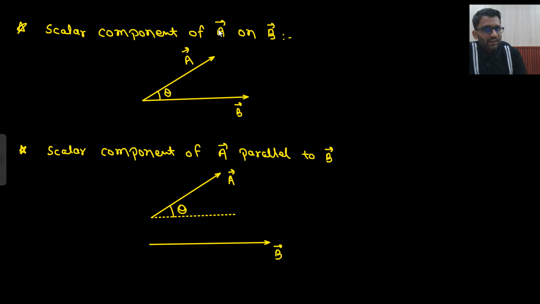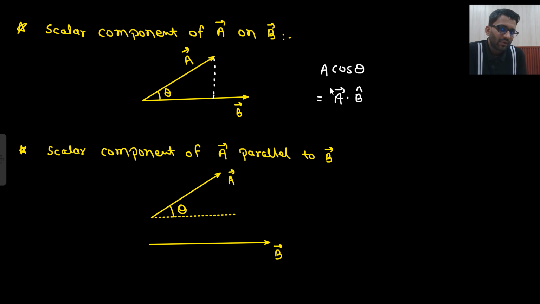Scalar component of vector A on vector B. There I wrote this thing. If I have mentioned scalar component, that means I am talking about scalar only. So what was the scalar component of A on vector B? That was A cos theta, right? You take the projection and that would become A cos theta. And it can be written as vector A dot B cap.